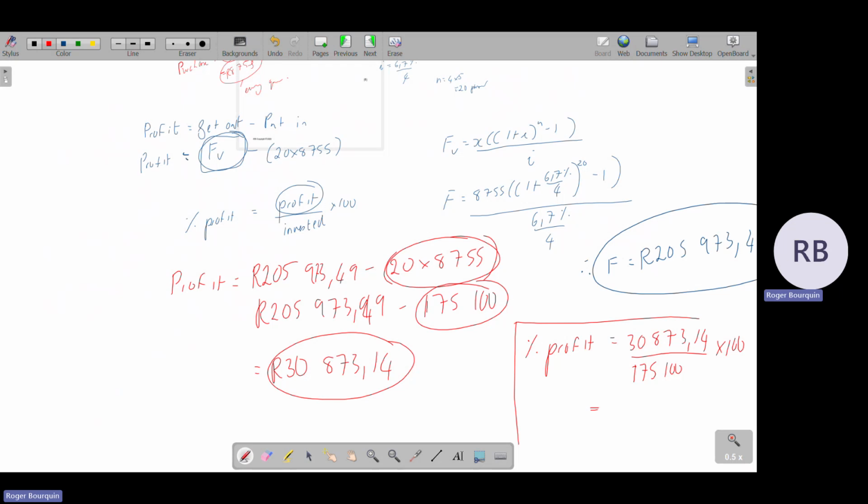I rounded up my future guidance. It doesn't matter. But you should get about what? They'll give you some error. Did you get 17.6%? Which is a pretty good return. Okay. Are you happy with that, guys?